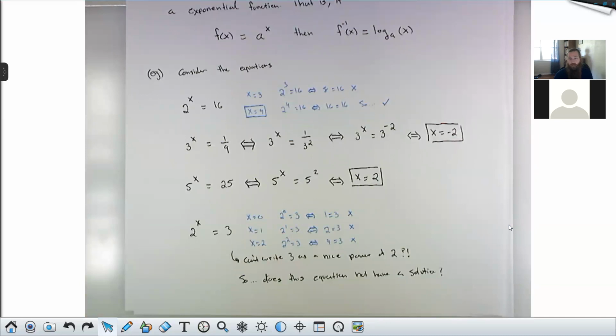It looks like there isn't a whole number solution, right? 0 and 1 are definitely too small because those lead to numbers that are less than 3. But 2 looks like 2 is too big. That leads to a number that's larger than 3. So I want to look a little bit more closely at that bottom equation. And I want to think about it in terms of a graph.